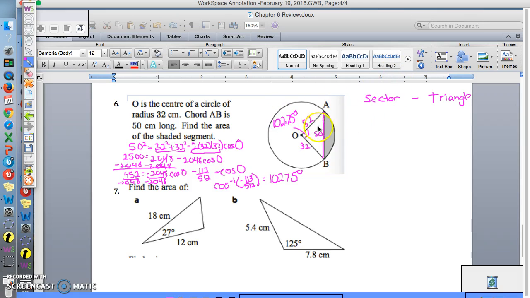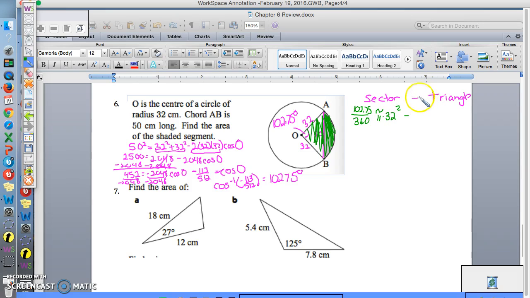So to find our sector area, let me shade that in green. So we're finding this entire area. It's a fraction of the circle. So we know a circle is pi r squared, and we want a fraction of it, 102.75 out of 360. And we're going to subtract the triangle.